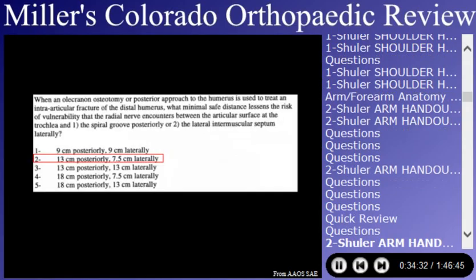Olecranon osteotomy, approach to the humerus, is for treating an intra-articular fracture. The question then is what safe distance lessens the risk of vulnerability to the radial nerve between the articular surface at the trochlea, the spiral groove posteriorly, and the lateral intermuscular septum? We covered that before. 13 centimeters posterior at the spiral groove, 7.5 centimeters where it pierces the lateral intermuscular septum.